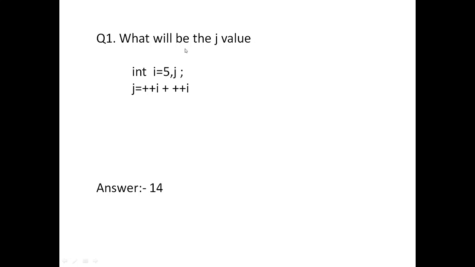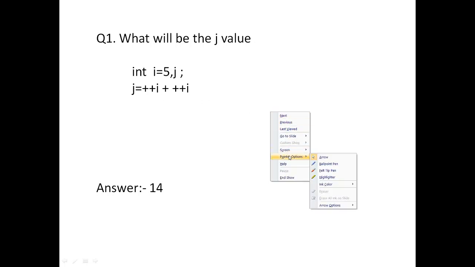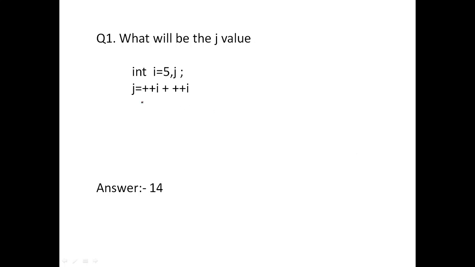So in the first question, they are asking what will be the J value. As we can see, this is a pre-increment operation. So let's just start. The I value is equal to 5. First of all, in this expression, we will evaluate this one as the first one and then this as the second one. One thing to be noted: whenever there is a pre-increment or a pre-decrement, perform all the increments and decrements together before the assignment.